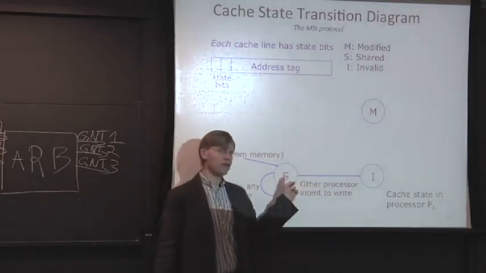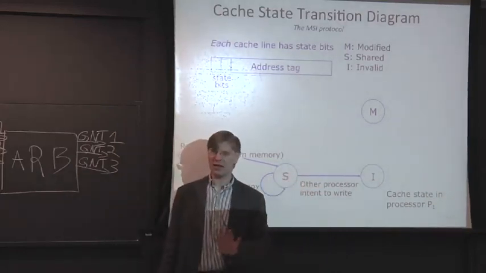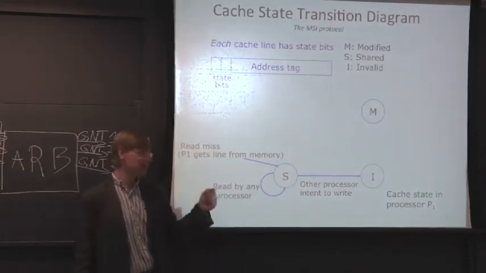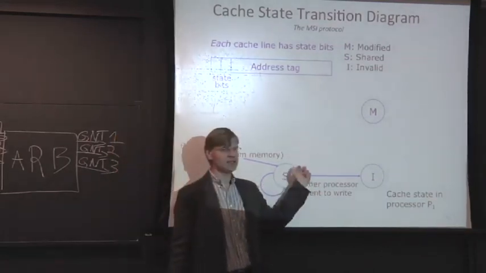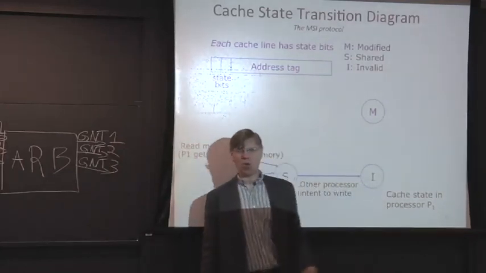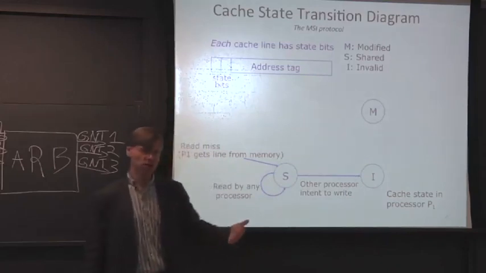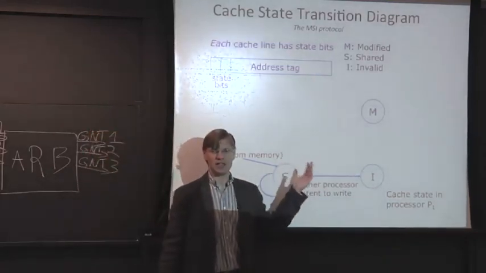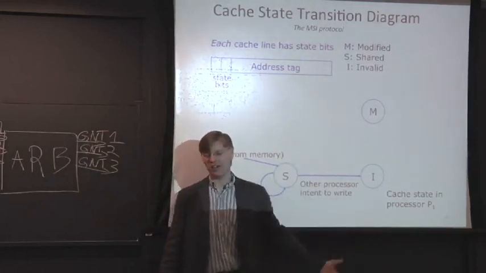Now, because you only have a read-only copy, you don't have to write this back. You don't even have to tell anybody about this. You just have to guarantee that when they say, I want to do a write, you transition from S to I. Now, what this means, though, is if processor 1 wants to go read that data in the future, it's going to have to get a copy of it again, because the copy it had is now invalid.